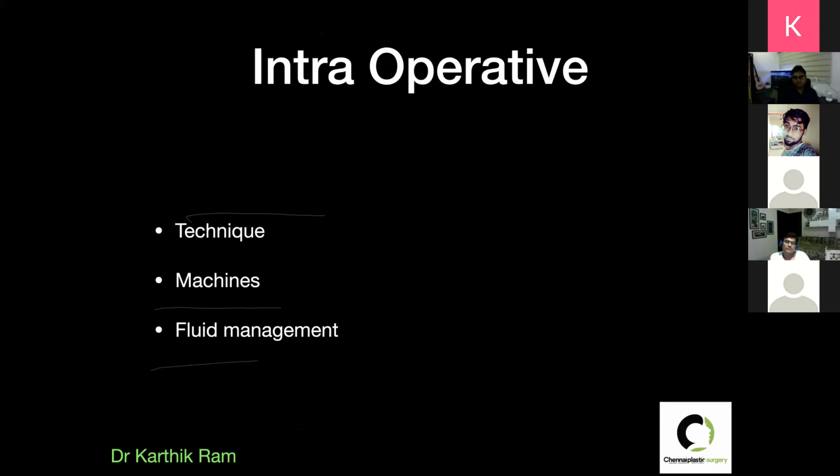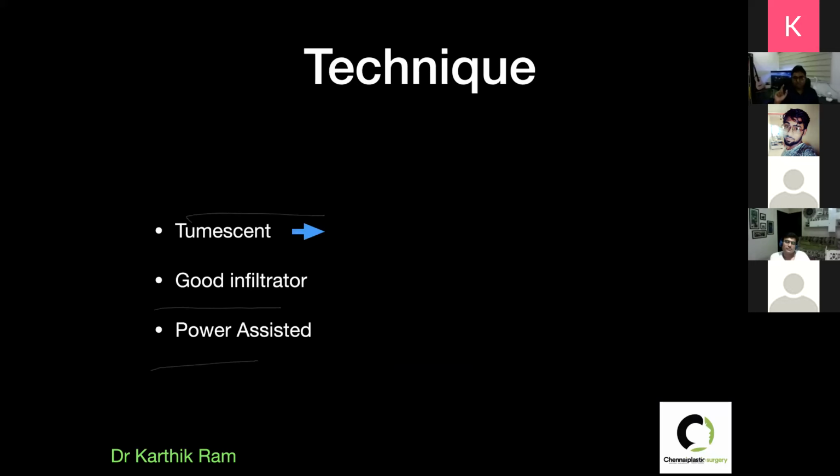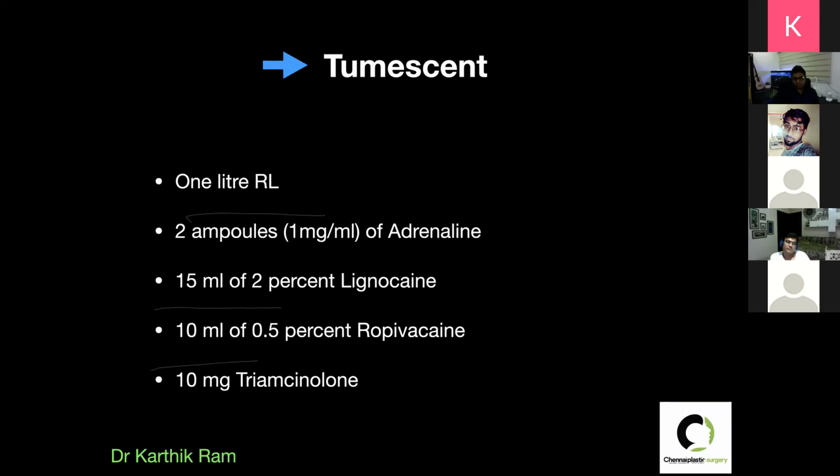Okay, intraoperatively, three things you need to know: technique, machines, and fluid management. We use a slightly modified tumescent solution, because I have seen it in a few centers across the US and modified it a little. For 1 liter of Ringer lactate, I use Ringer lactate; some people use normal saline, it doesn't matter. We add 2 ampules of adrenaline, 15 ml of 2% lignocaine, and 10 ml of ropivacaine.